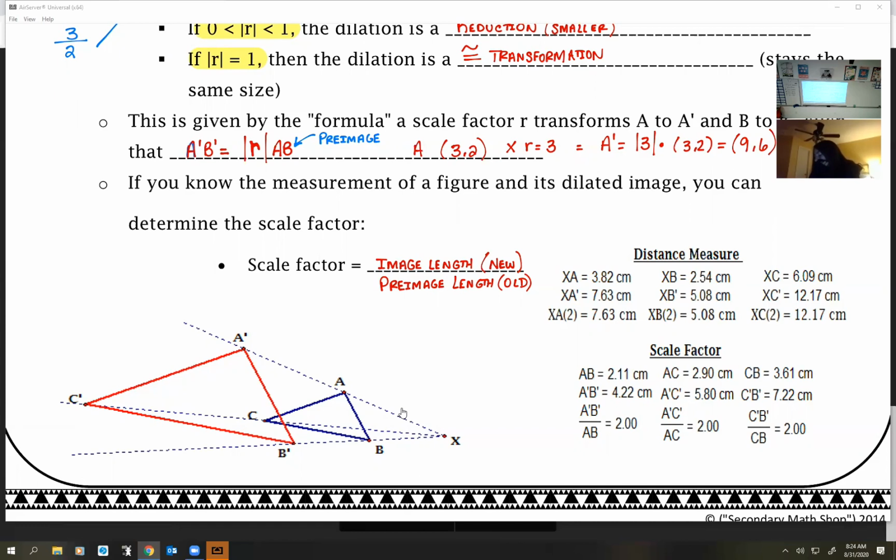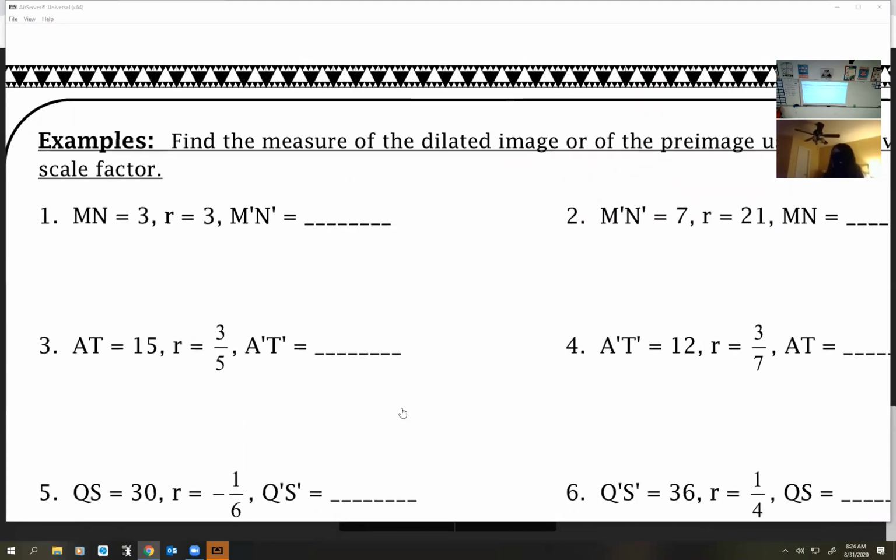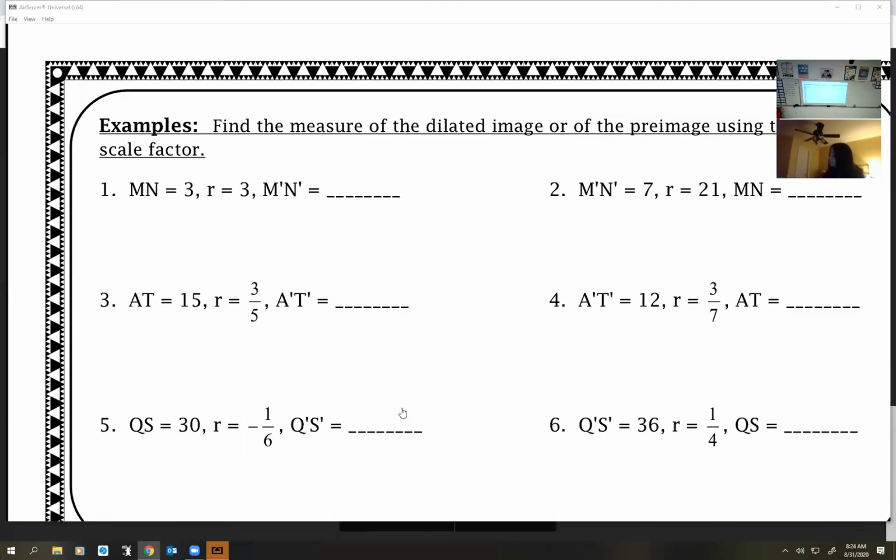So we've got two formulas with dilations, scale factor times our preimage. And then to find our scale factor, it's image divided by preimage. Y'all ready to put it into action? Maybe? Yeah, let's find out. So some of our examples. Find the measurement of the dilated image or the preimage using the given scale factor. And then just for fun, we're going to determine whether or not it's an enlargement or a reduction.